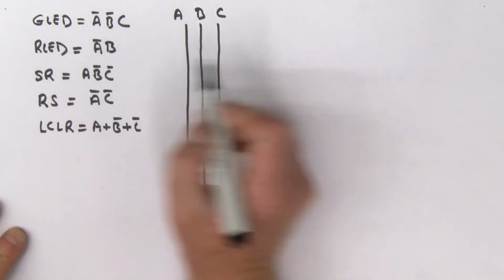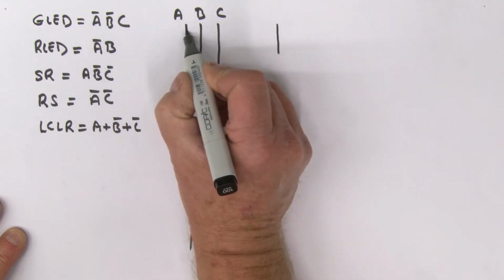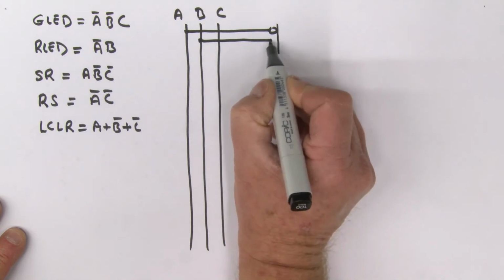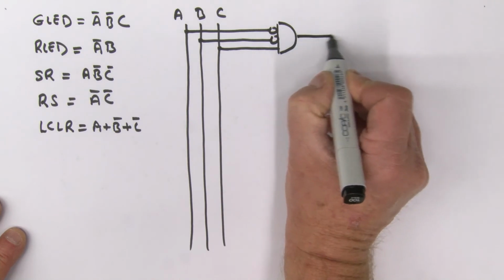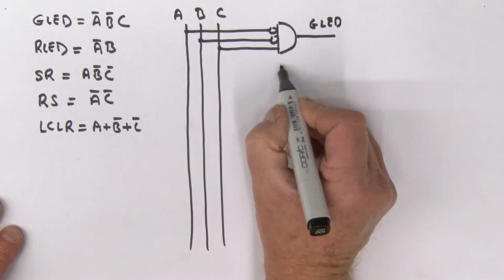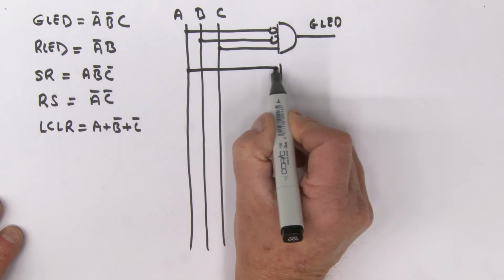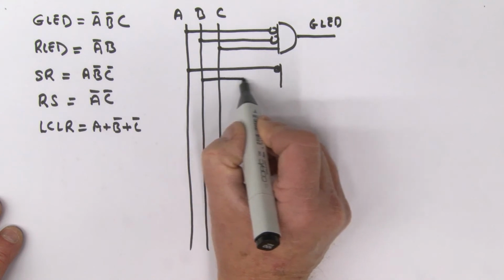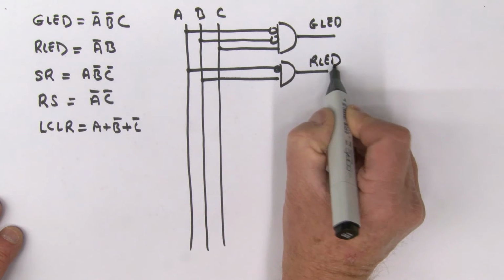All right, green LED. Let's implement this. So what do we have? We have A bar, so I'm going to grab A, inversion, B bar, C. All right, so my AND gate sitting here, and that, of course, is my green LED. Red LED, okay, that's just what? A bar, so I'm going to grab A, invert, and B. So here is B. So that is my red LED.